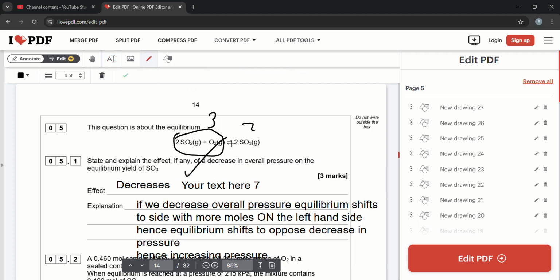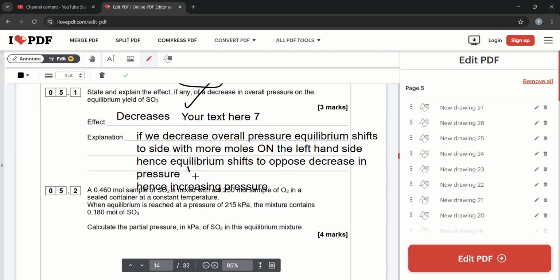Decreases for 1 mark, because if we decrease overall pressure, equilibrium shifts to the side with more moles, which is the left hand side, because that has more moles. That's got 3 moles compared to 2 moles on the right hand side, and therefore equilibrium shifts to oppose the decrease in overall pressure, to increase pressure.